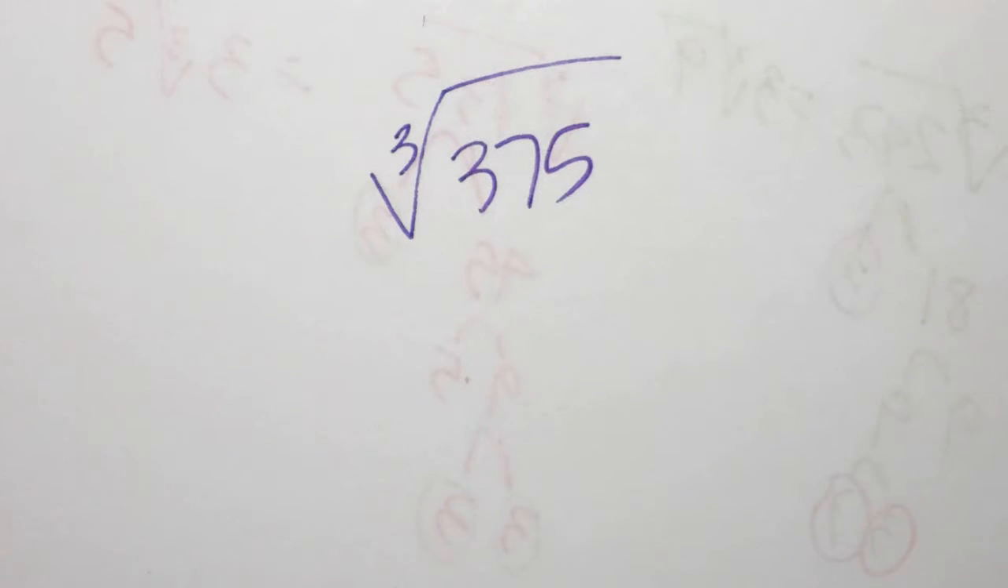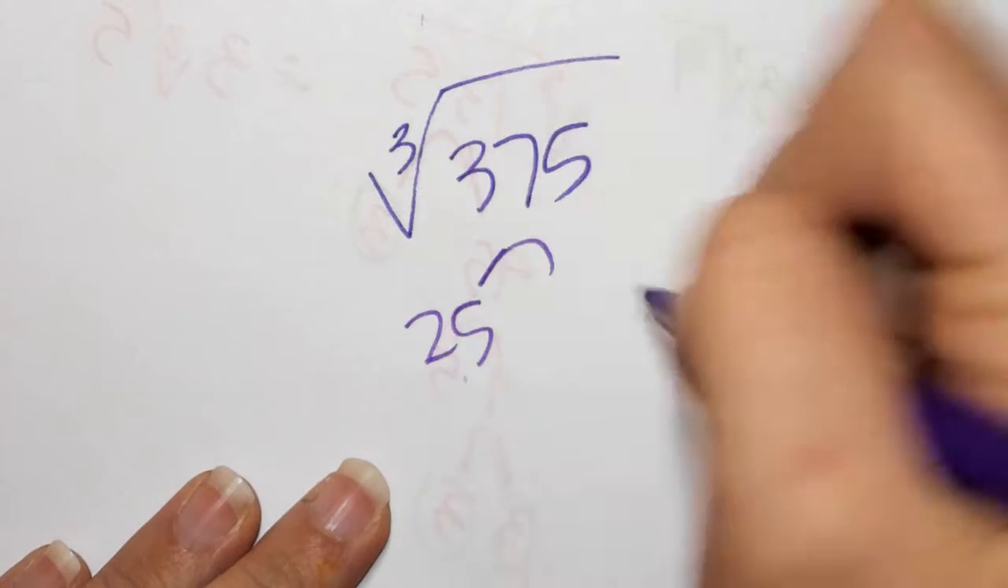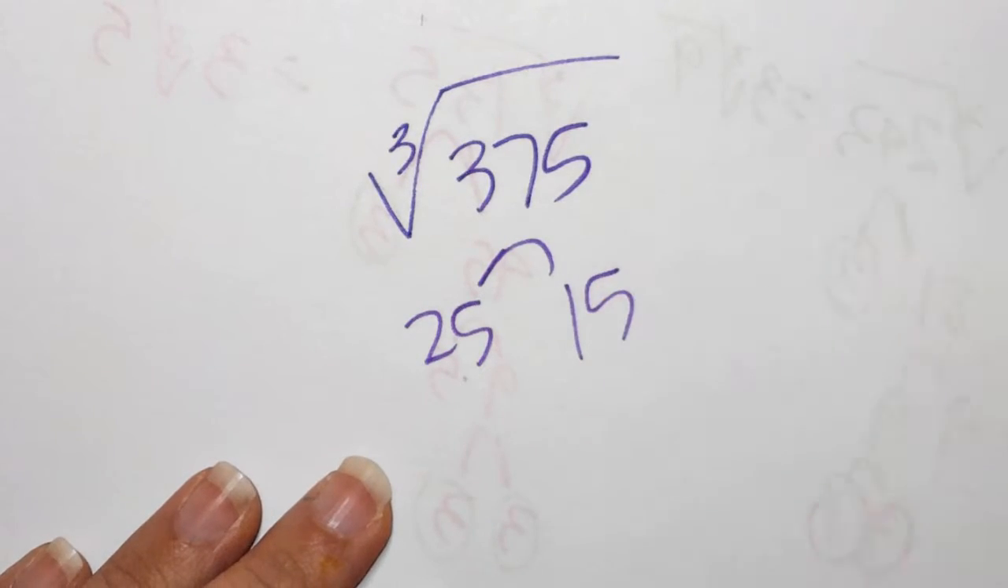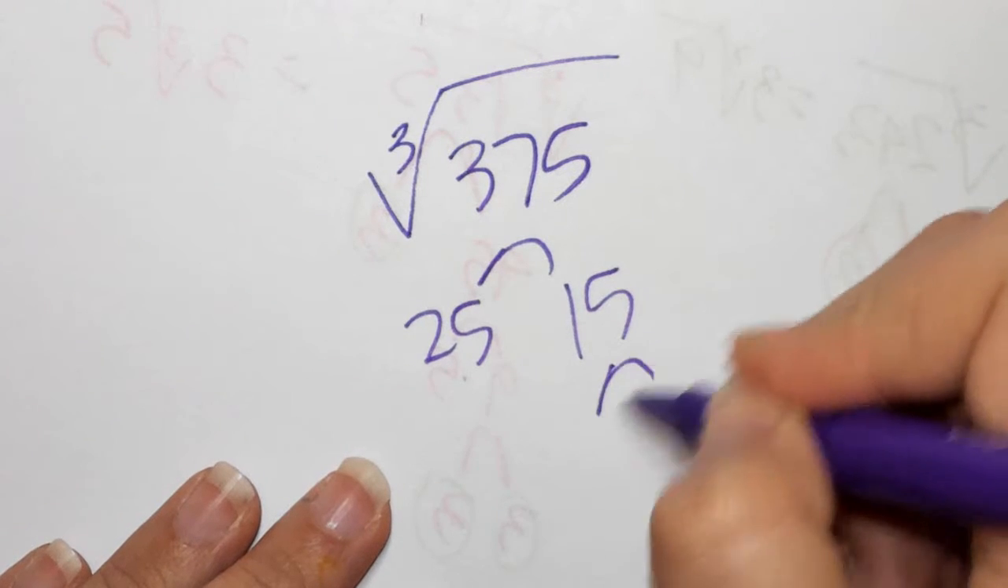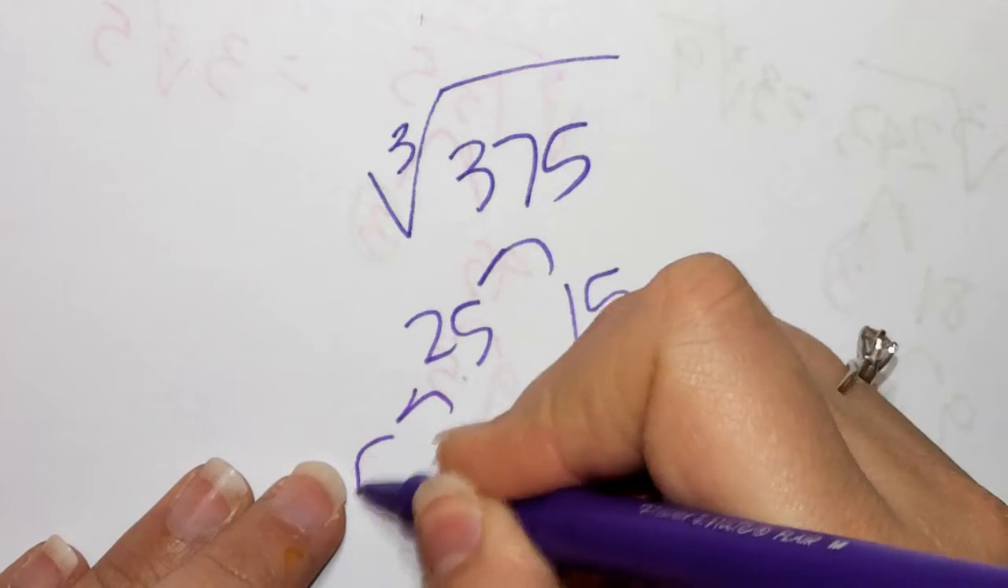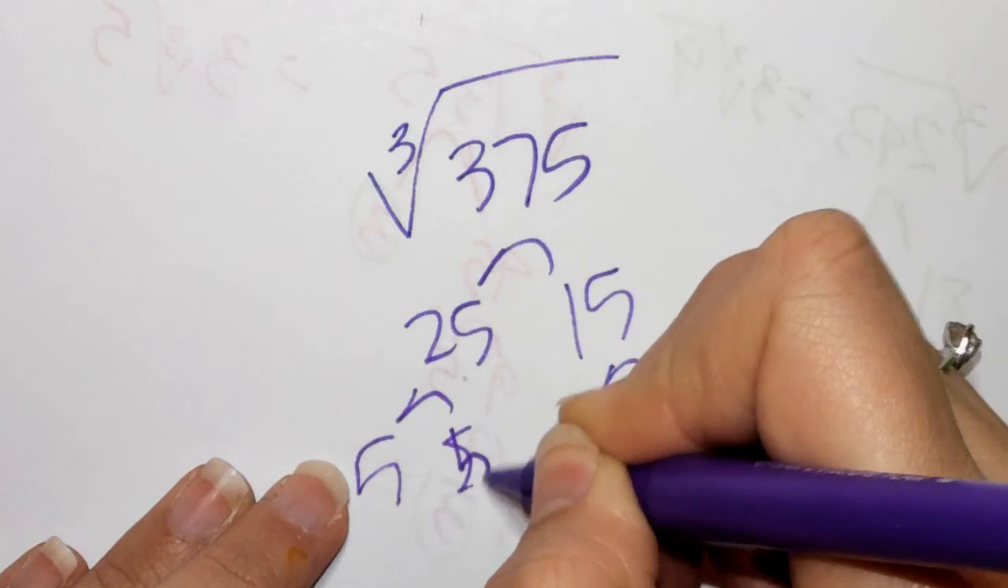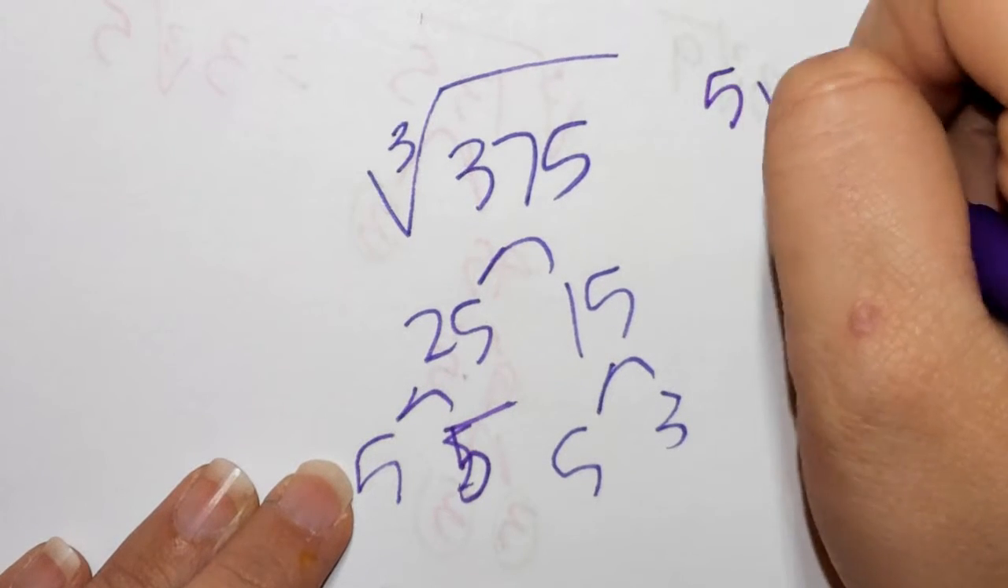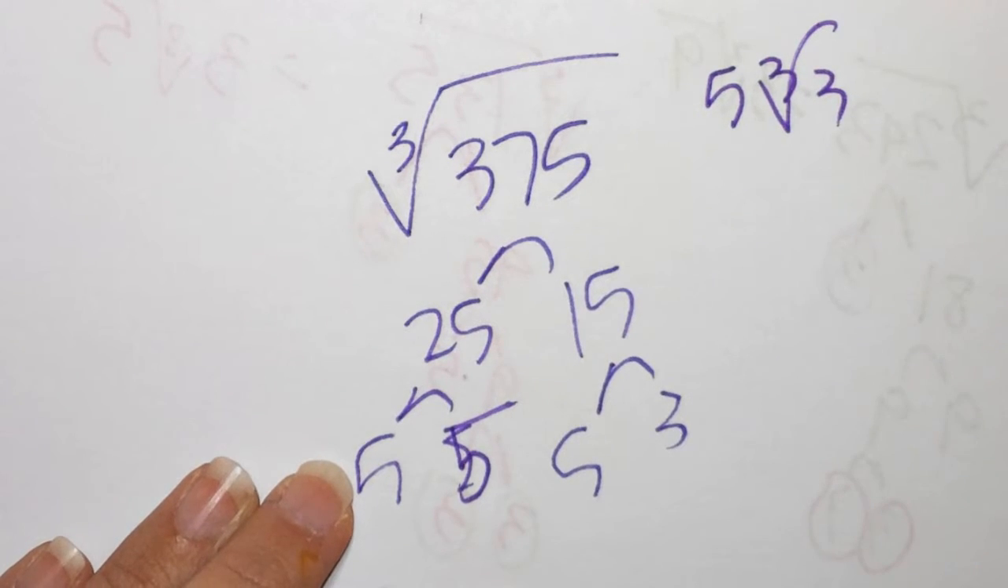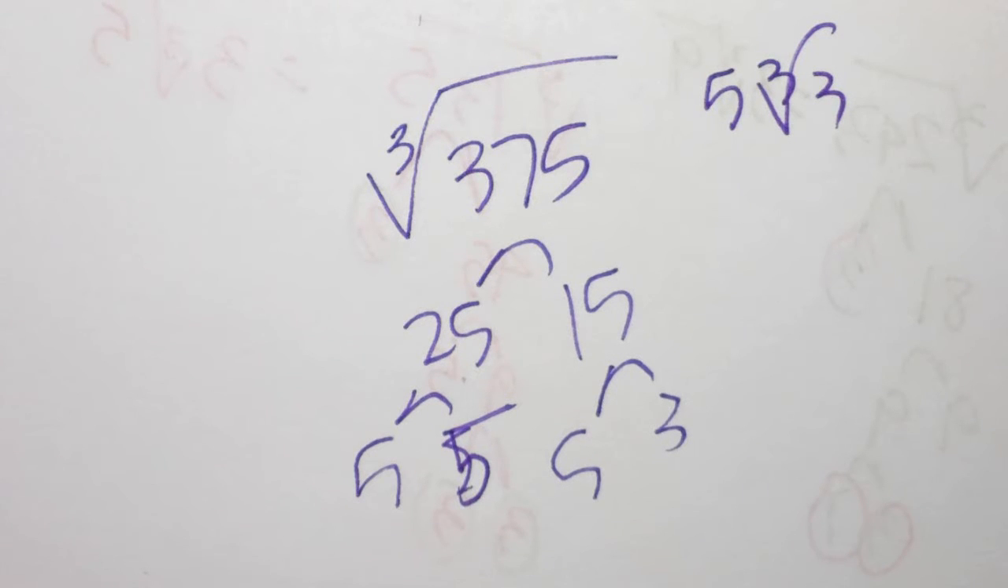375 is $3.75. It's how you can look at stuff like that. And you know a quarter is going to go into that. So I would do 25 and what, 15? Yes. Okay. Then that's 5 and 3. That's 5 and 5. So then it's 5 cubed root 3. Magic!